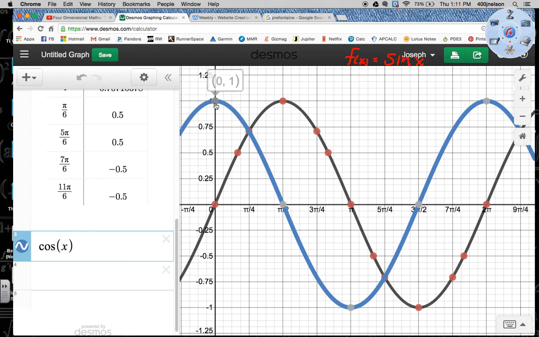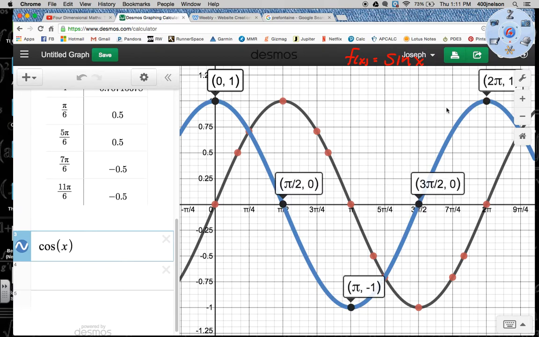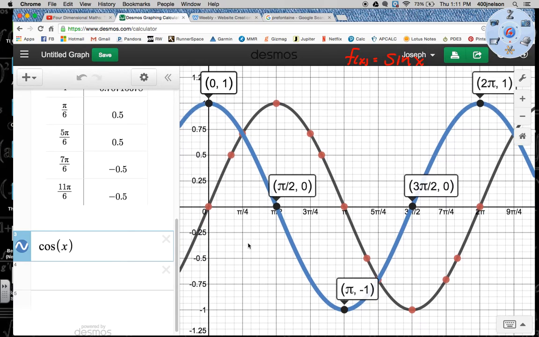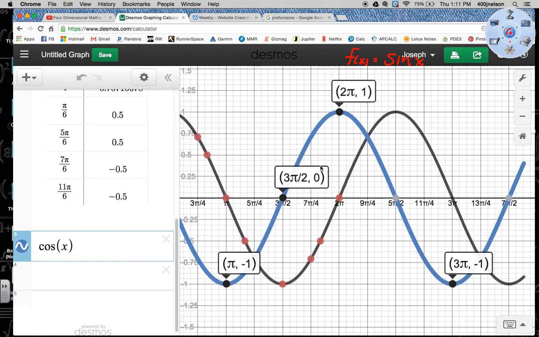But notice we're starting at 0, 1. We're at pi halves 0, pi -1, 3 pi halves 0, and 2 pi 1. So notice it still goes up to 1 and down to -1, just like sine goes up to 1 and down to -1. Notice this entire curve right here, this little valley for cosine, repeats forever and ever.